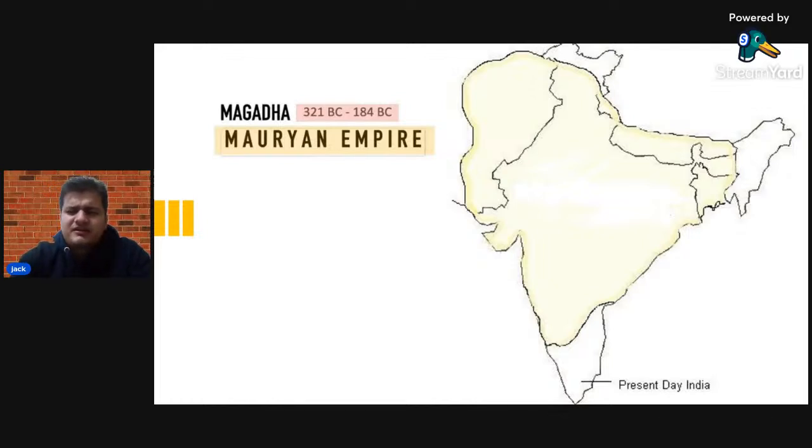And the third important source is the Megasthenes Indica. Megasthenes was a Greek ambassador, and he came to India during the rule of Chandragupta Maurya. He roamed around the whole Indian subcontinent, and he noted everything, and the various things which he noted he described in the Indica.